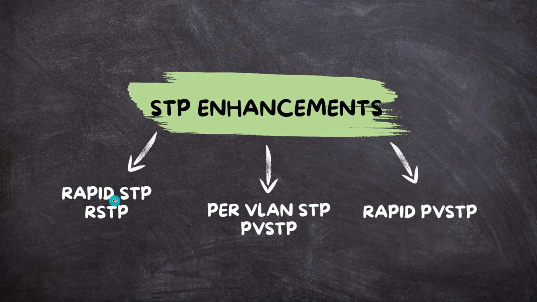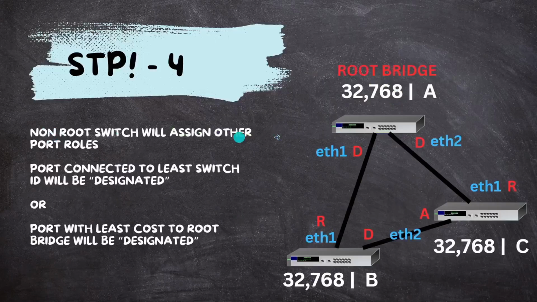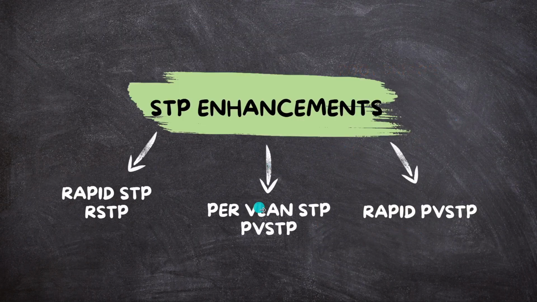The second enhancement was per-VLAN STP. STP at first was not based on the VLAN, but the second enhancement made in STP is that per VLAN you can create a spanning tree. So let's say for VLAN 1 we have one spanning tree, and for VLAN 2 we have a second spanning tree. That's because each VLAN will have different traffic flow, and for different traffic flow we can choose different root switches. So that was another enhancement of STP.